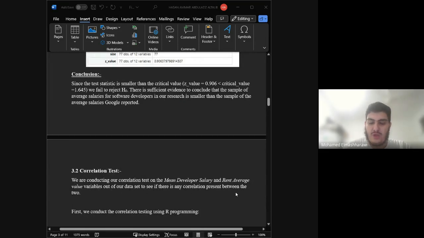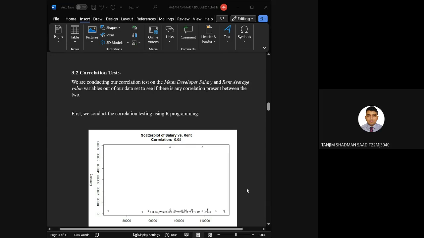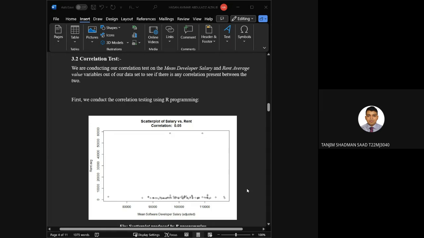Now my friend is going to the next part, which is the correlation test, my friend Tanjim Saad. Thank you, Muhammad, for handing me the floor. Now, ladies and gentlemen, I will explain the correlation test. In our project, we have done the correlation test for the mean developer salary and the rent average value, which are the two variables we get from our Excel sheet.